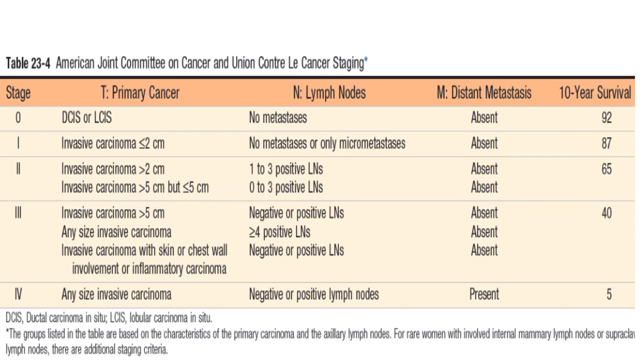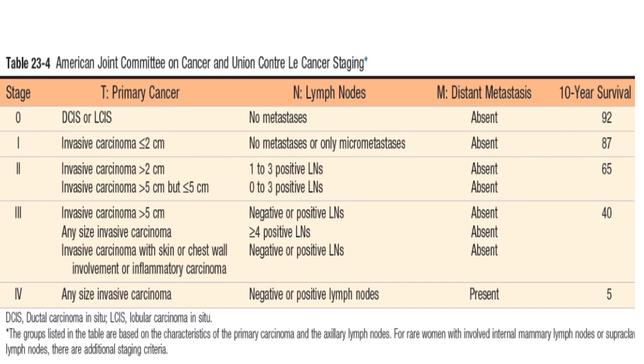Stage 1 tumors are designated when they are invasive and 2 cm or less than 2 cm in size. There is no distant metastasis, but there is micrometastasis present in the local lymph node, and the 10-year survival for these tumors is 87%. Stage 2 can be invasive carcinomas that are more than 2 cm with 1 to 3 positive lymph nodes, and the distant metastasis is absent.